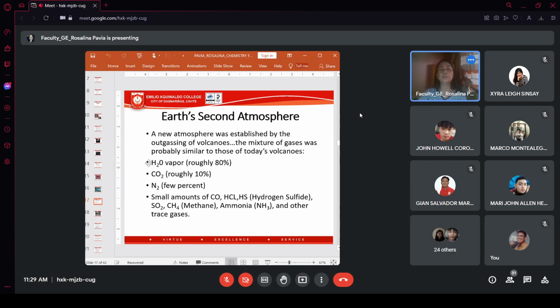So number one is water vapor, which is actually roughly 80%. Carbon dioxide, roughly 10%. Nitrogen, only a few percent. And small amounts of carbon monoxide, HCl, hydrogen chloride, hydrogen sulfide, sulfur dioxide, methane, ammonia, and other trace gases. So, ang pinakamalaking emission before or even now is water vapor. Water in the form of gas.